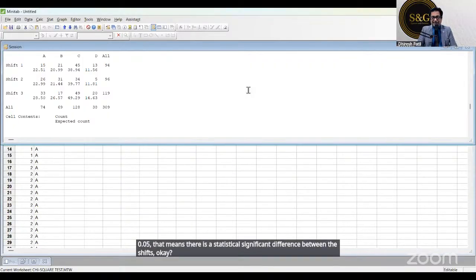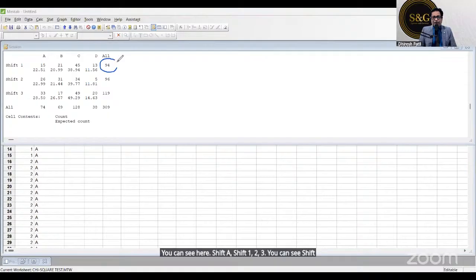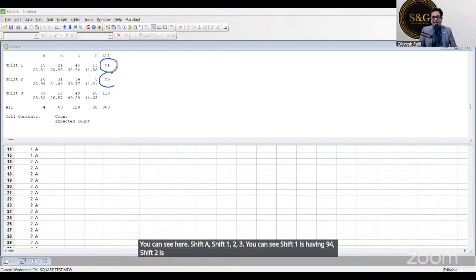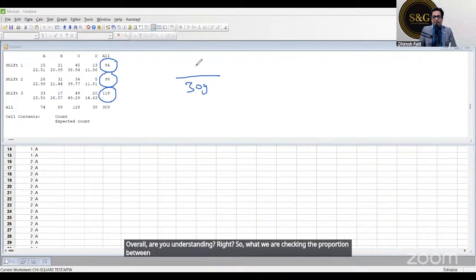Okay, now you can see here shift 1, 2, 3. You can see shift 1 is having 94, shift 2 is having 96, but shift 3 is having 119 defects overall. Are you understanding? Right? So what we are checking is the proportion between 309.